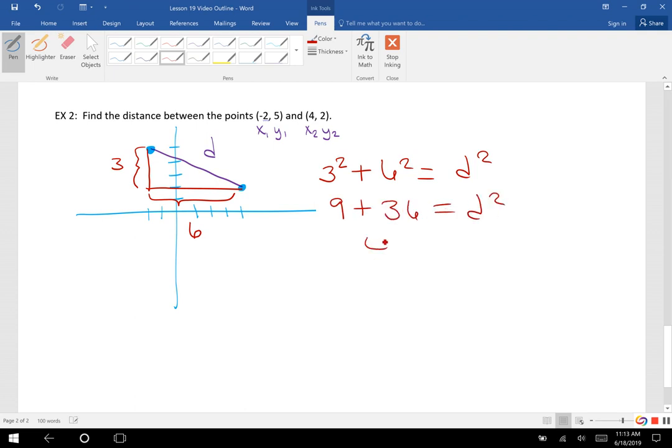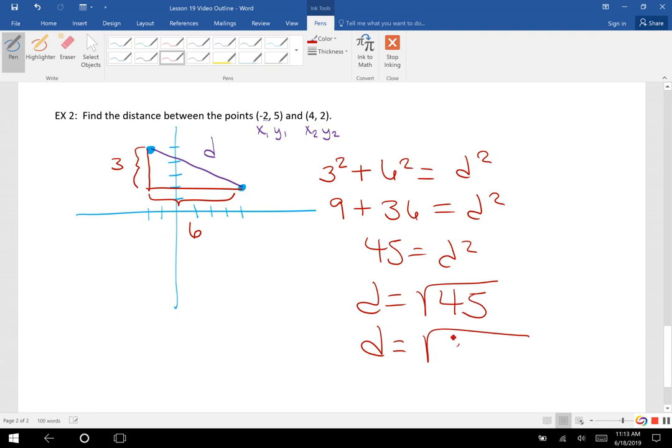And then to solve, I would take the square root. Although 45 is 9 times 5, 9 is a perfect square, and so in simplified form, my final answer would be 3 root 5.